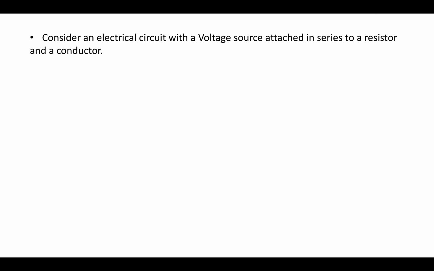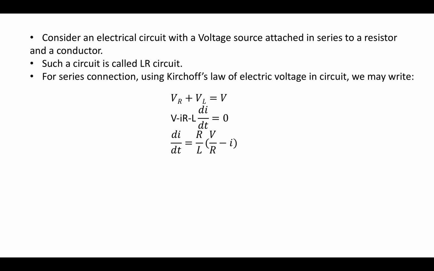So consider an electrical circuit with a voltage source attached in series to a resistor and an inductor. Such a circuit is called an LR circuit. For a series connection, using Kirchhoff's law of electric voltage in a circuit, we may write VR plus VL is equal to V. VR is the voltage across resistance, VL is the voltage across inductance, and V is the applied voltage.